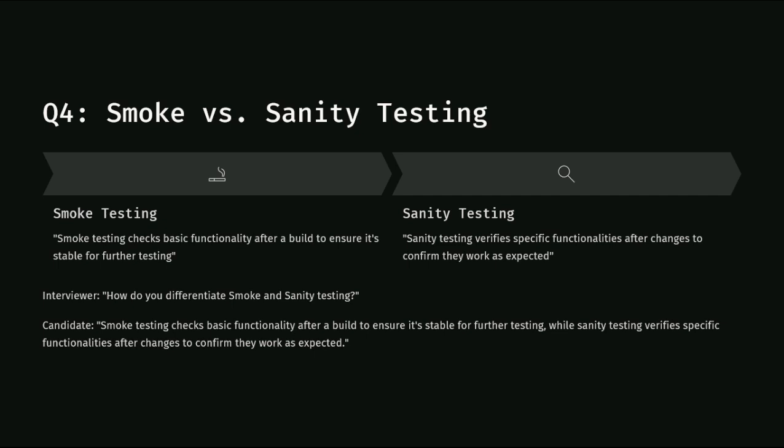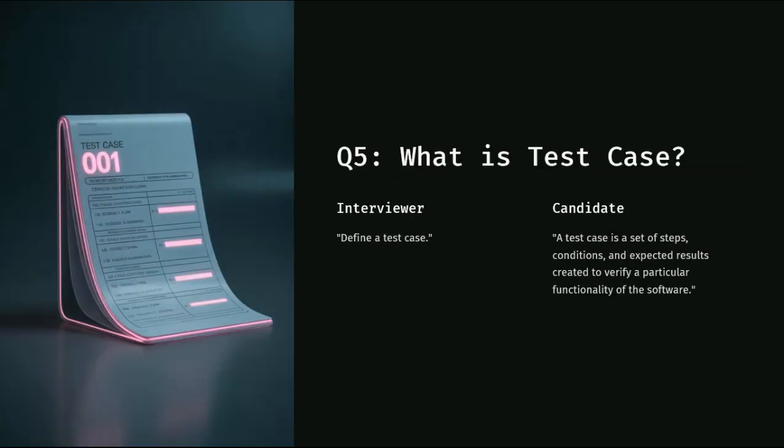So, the interviewer may ask in a different way, something like, how do you differentiate smoke and sanity testing? Candidate: Smoke testing checks basic functionality after a build to ensure it's stable for further testing, while sanity testing verifies specific functionalities after changes to confirm they work as expected.